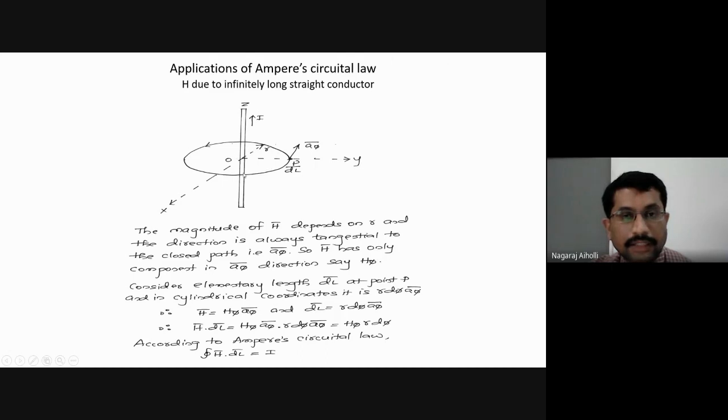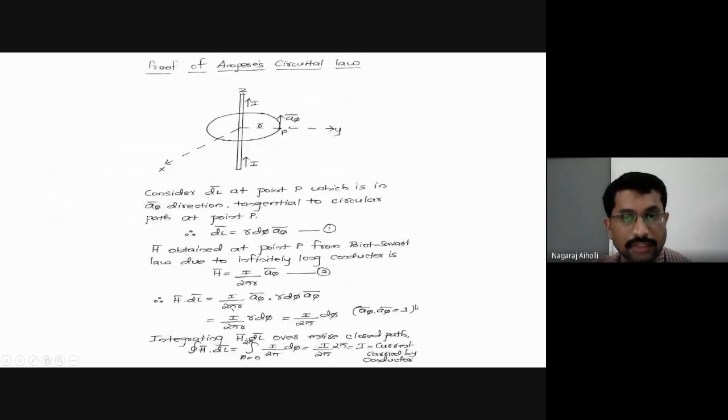The radius is r. This radius is perpendicular here between the conductor and the point P. The magnitude of h bar depends on r, and direction is always tangential to the closed path, that is a phi bar, and hence h bar has only component in a phi bar direction. Say it is h phi. Consider elementary length dl bar at the point P, and in cylindrical coordinates it is r d phi a phi bar. That's what we found out just now. That is r d phi a phi bar, dl bar in the previous derivation, proof of Ampere's circuital law.